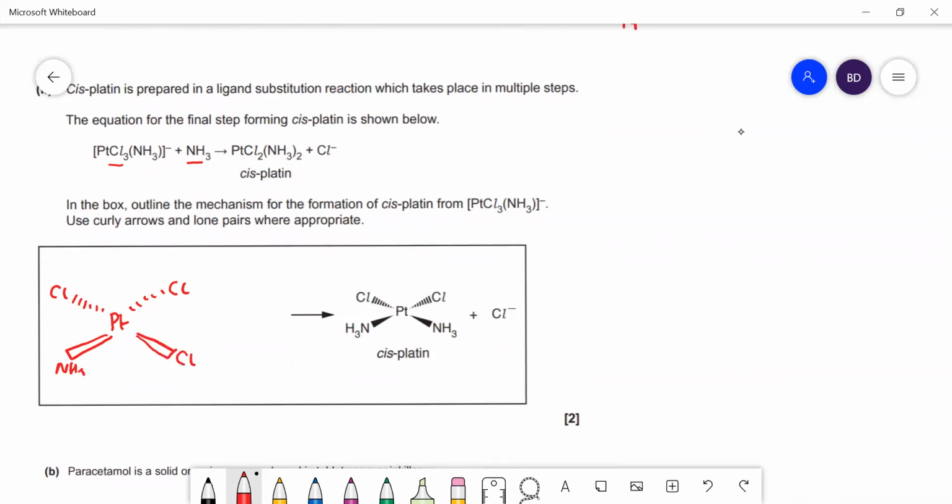There's a chloride. Now the ammonia is going to come along, and the lone pair on the ammonia is going to form a dative bond to the platinum, like that, curly arrow to the platinum, and that means this ligand is going to break the dative bond, so that pair of electrons goes onto the chlorine to give us the chloride. So there is our mechanism.